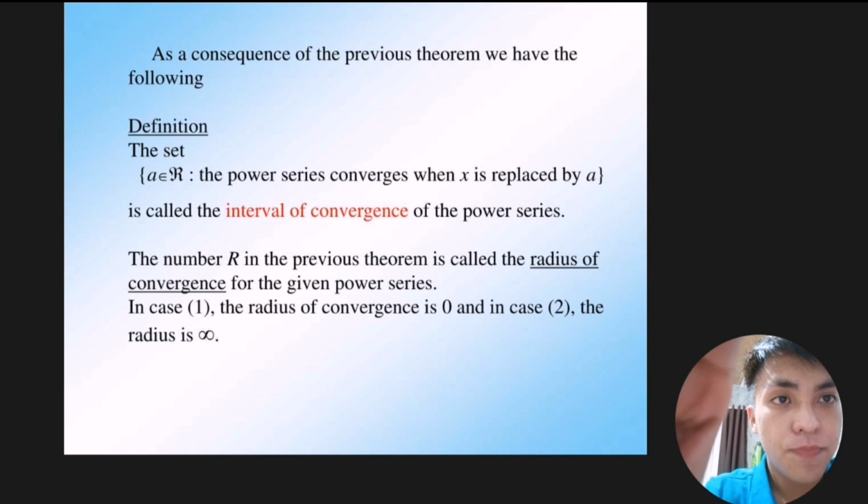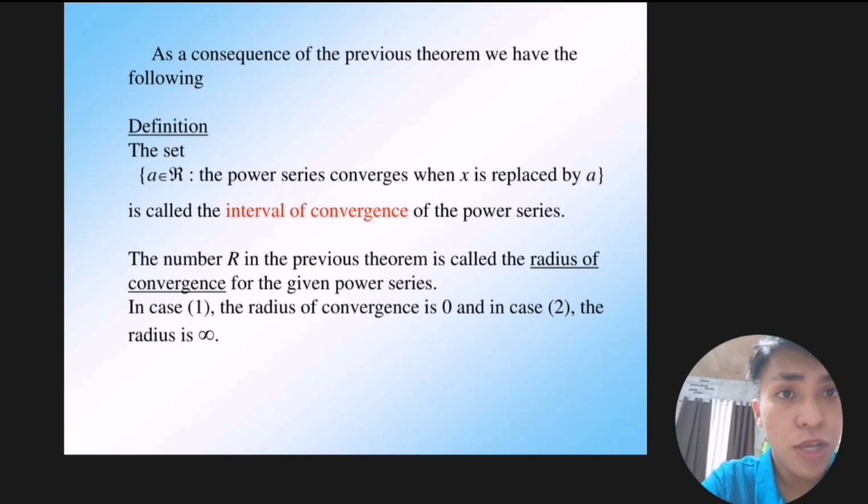As a consequence of the previous theorem, we have the following definition. The set where the power series converges when x is replaced by a is called the interval of convergence of the power series. The number r in the previous theorem is called the radius of convergence. For the given power series, in case 1 the radius of convergence is 0, and in case 2 the radius is infinity.